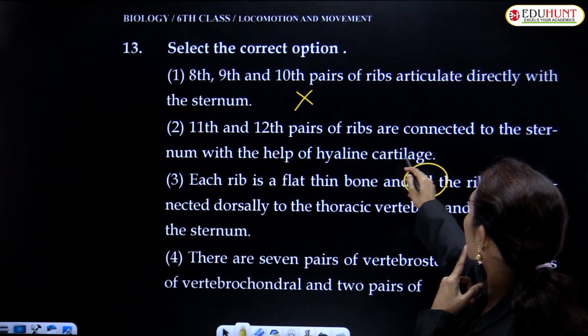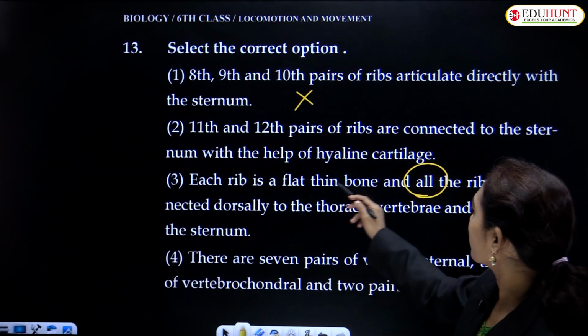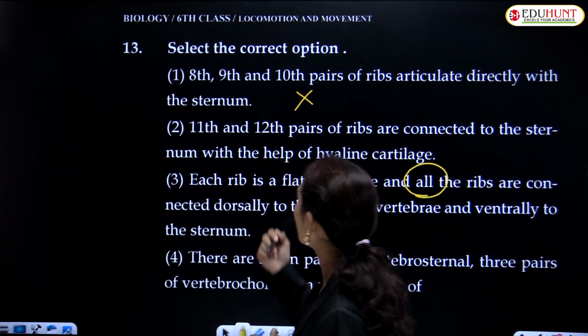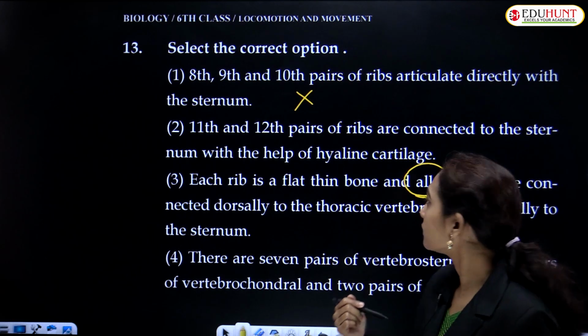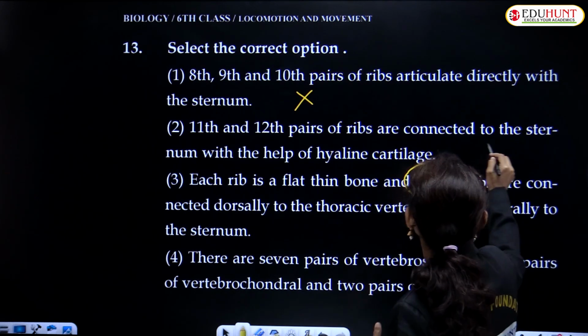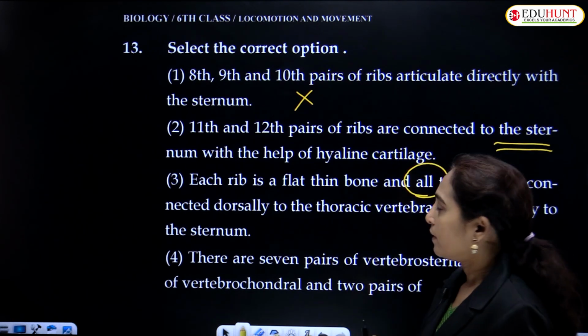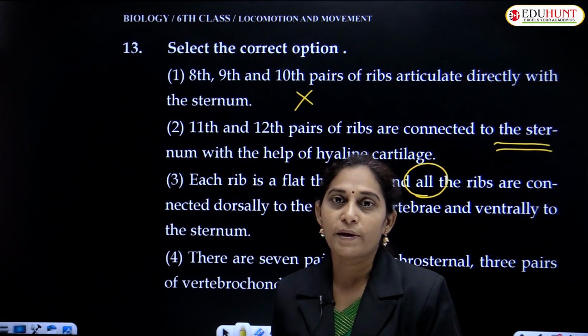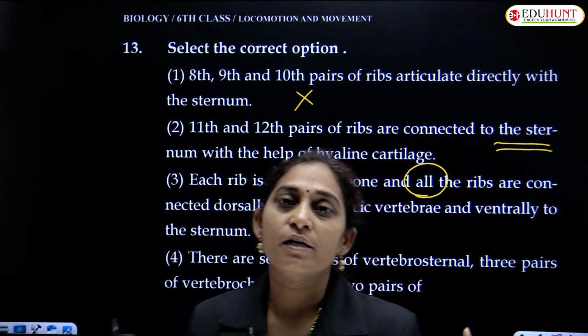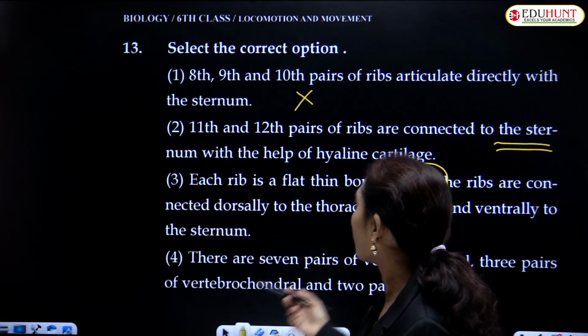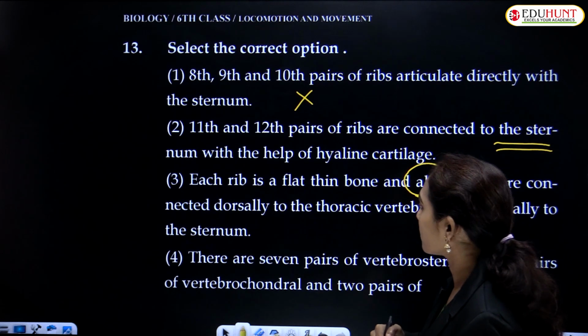11th and 12th pairs of ribs are connected to the sternum with the help of hyaline cartilage. 11th and 12th, they are not connected to the sternum. The last 2 pairs are not connected to the sternum, so we called them floating. So it is a wrong answer.